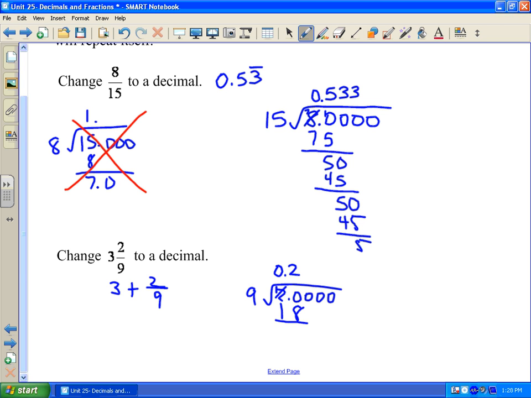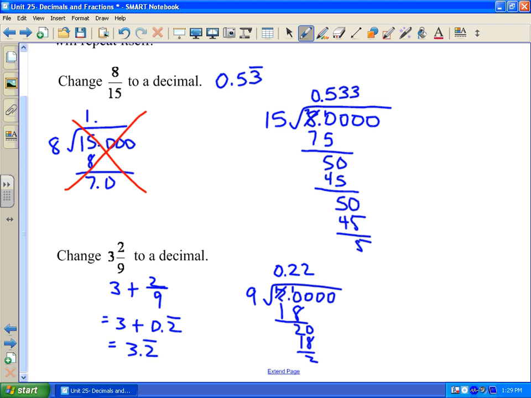So again, borrow, and that becomes a 2. Bring down a 0. Wait a second. 20 again? Well, guess what? That goes in 2 times. Yeah, it's repeating itself over and over and over again. So we would say that this is really 3 plus 0.2 repeating. So really, this is equal to 3.2 repeating, which means 3.2222222, right? Keeps on going. So that's how I would handle that.